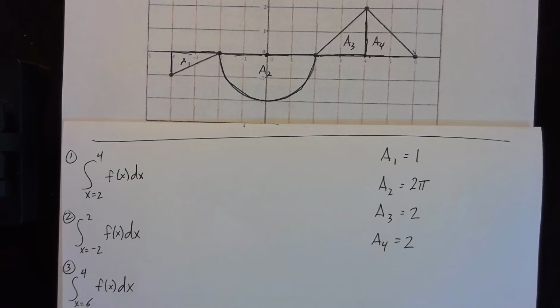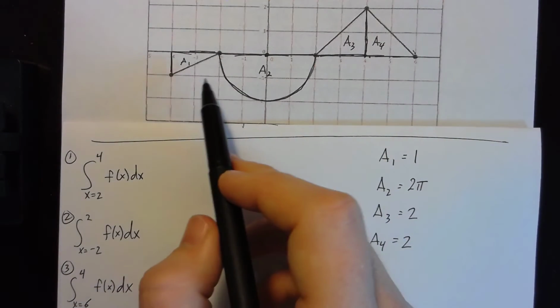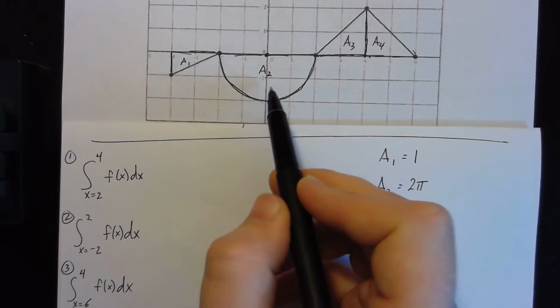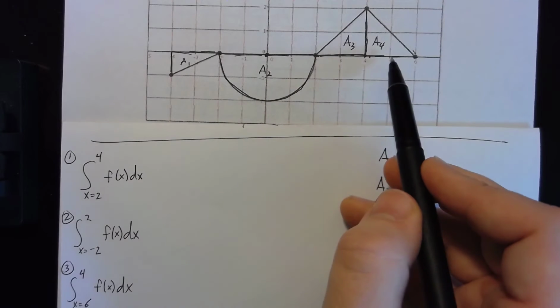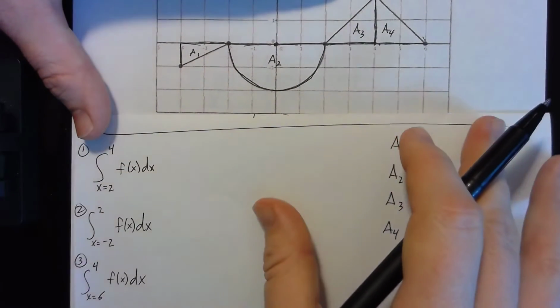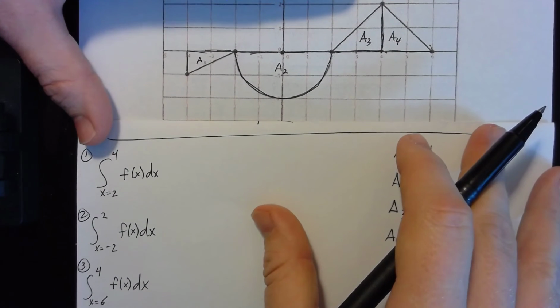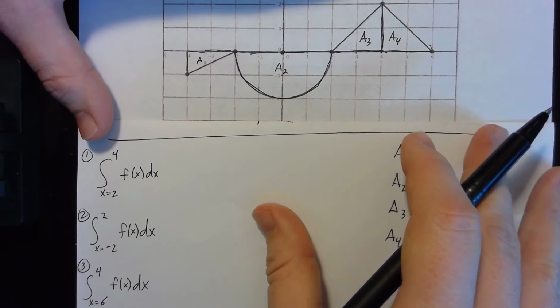In the last video, we used geometry rules to determine the area of each one of these sections. Again, area of a triangle, area of a half circle, area of another triangle, and finally area of a fourth triangle. Now, we need to make sure we're very careful about evaluating these integrals based on those areas, because the integral calculates something very, very specific.